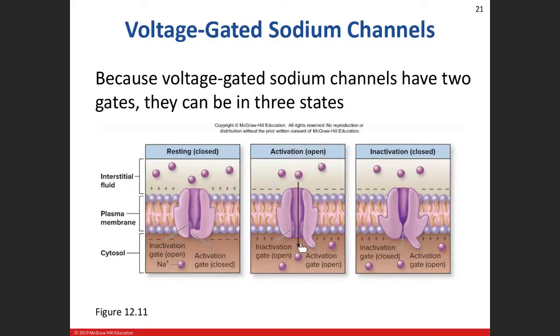Okay? Then what will happen is, we'll see a moment where the inactivation gate closes. So those little swellings just get bigger and they pinch off. So now sodium can no longer enter into the cell. The activation gate is still open. This is very brief. This phase is very, very brief. All right? So nothing moves across. And then what will happen is we return back to phase 1, the resting phase or state.